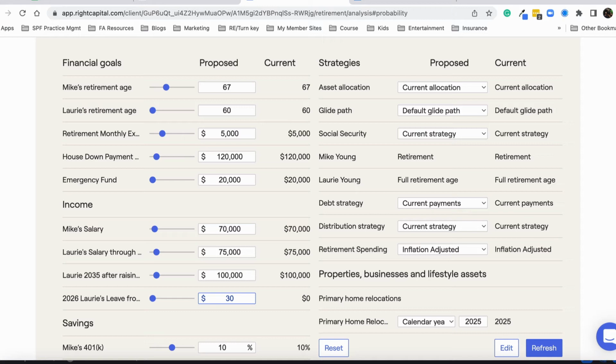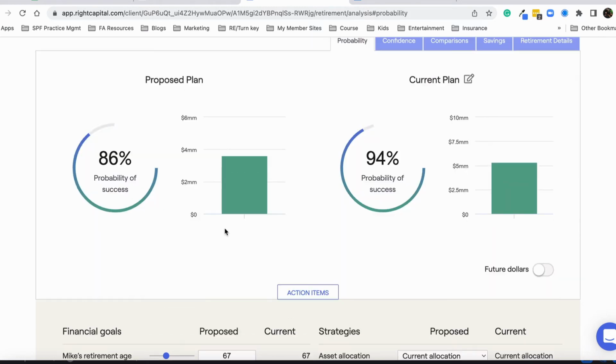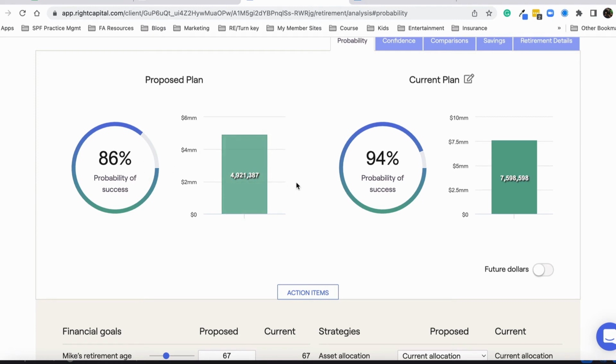So during that 10-year period where Lori wants to take a leave from working, instead she works part-time and makes 30 grand, or we make the assumption that Mike is going to get a second job or do something and make an additional 30 grand. Between the two of them, they have an additional 30 grand a year coming in during that 10-year period. So what difference does that make? That gets us back in there. All of a sudden we're at an 86% probability of success.